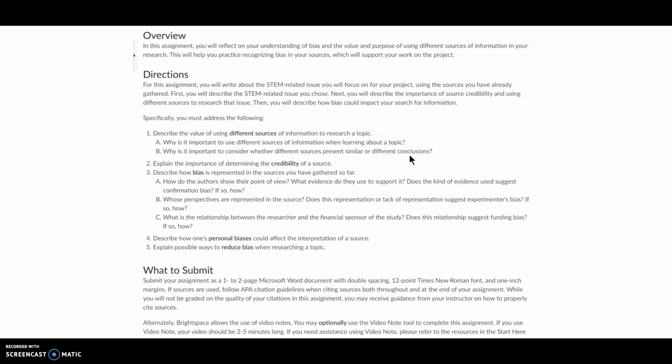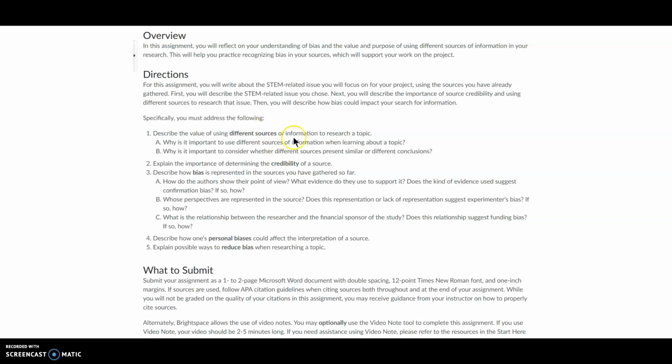And then talking about, for number 2, the importance of determining the credibility of a source. Like, why is that important? Because, especially with the internet, anybody can say anything, right? So how do we determine if something is credible versus if it's not? And then 3 through 5 is talking about bias.